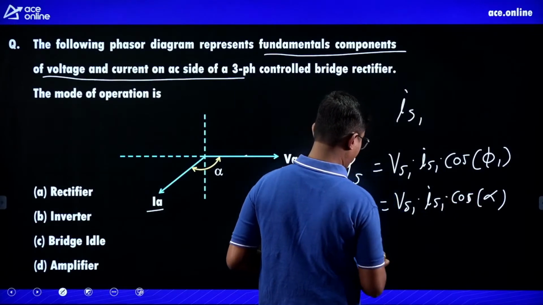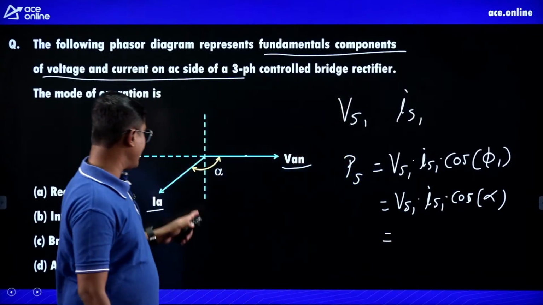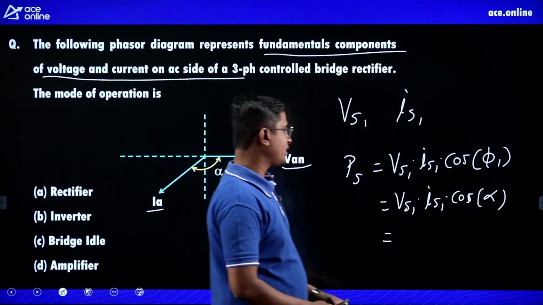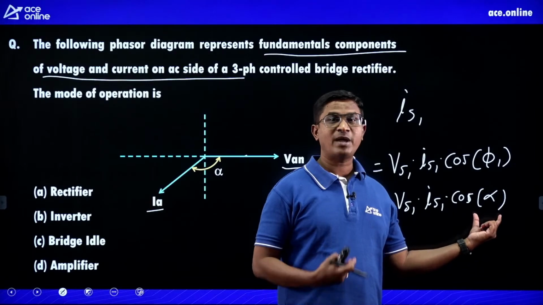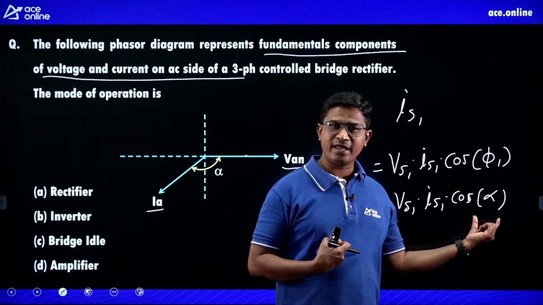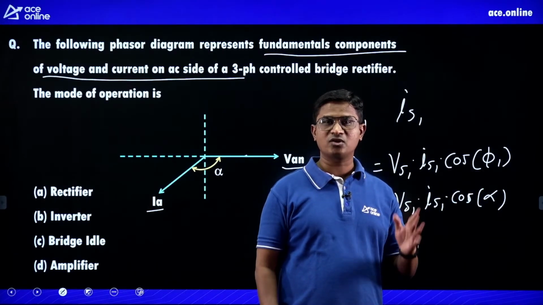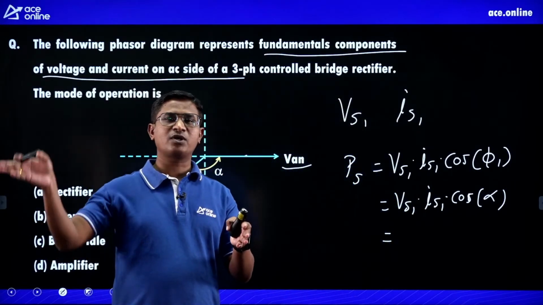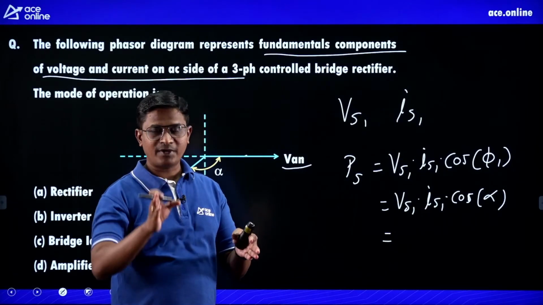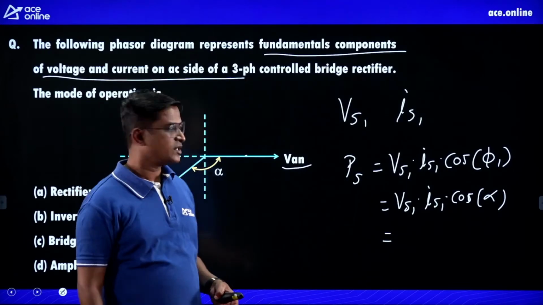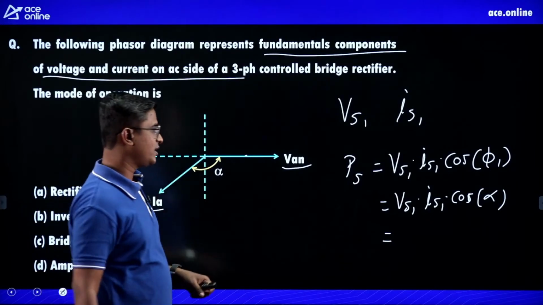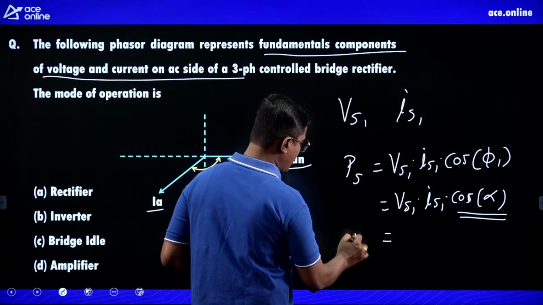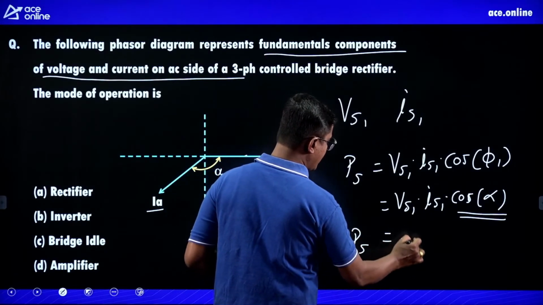Now this angle alpha is greater than 90 degrees. If the angle is greater than 90 degrees, what about the term cos of the angle? It is negative, right? Recall the cos theta waveform: from 0 to 90 degrees cos theta is positive, after 90 degrees cos theta is negative. So this angle is greater than 90 degrees, therefore the cos alpha term becomes negative. If this term is negative, my supply power, the source power, is negative.